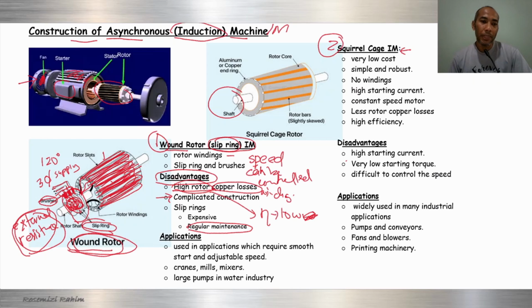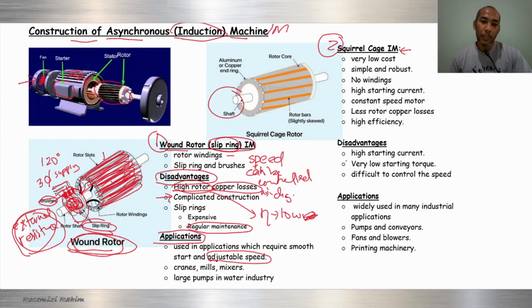So they need regular maintenance. Okay, so next is the application of wound rotor induction machine. They are used in applications that require smooth start and adjustable speed. We know that the advantage of wound rotor is we can control the starting torque. We can control the speed.